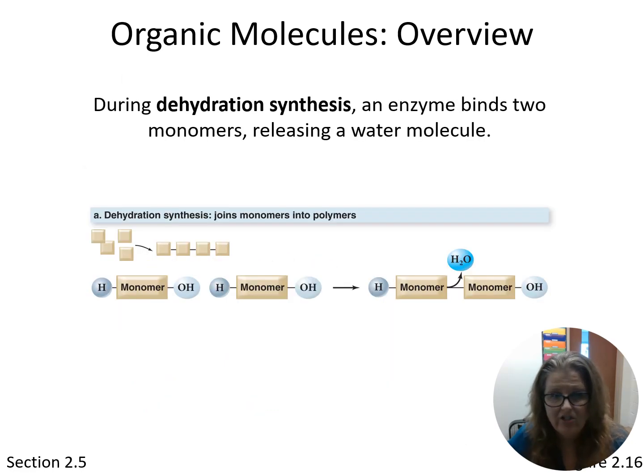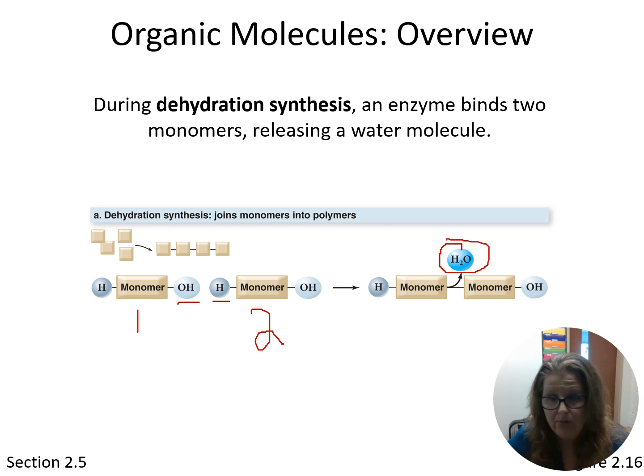So dehydration synthesis, think about what dehydration means. If you are dehydrated, you don't have enough water in your body. Dehydration is taking away water. Synthesis is to make. So you're putting together 2 monomers by releasing a water molecule. So you have a monomer here and you have a monomer here. And you want to put these together to make a polymer, we need to remove water. So if we remove this OH and this H, when we put those together, we get H2O, and we're able to connect these 2 monomers.